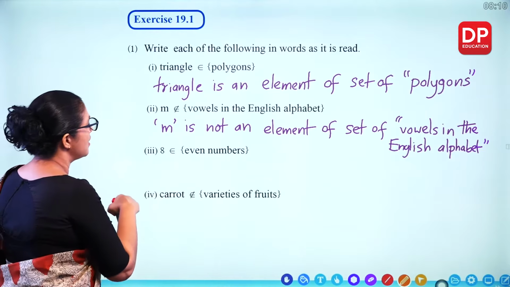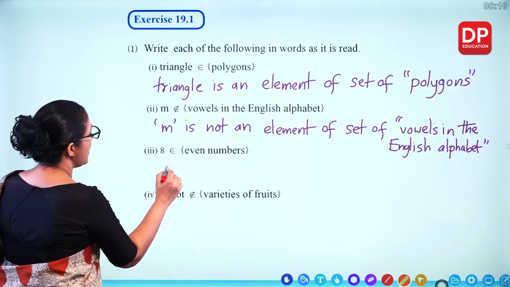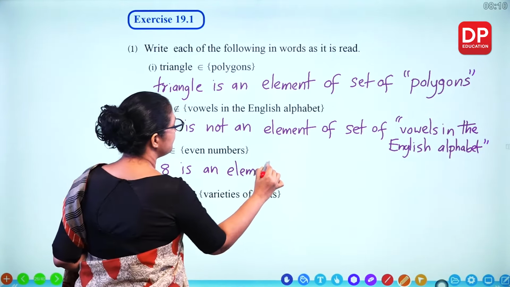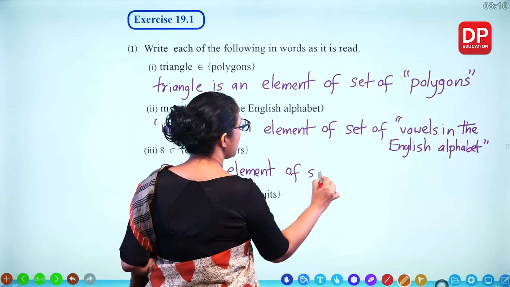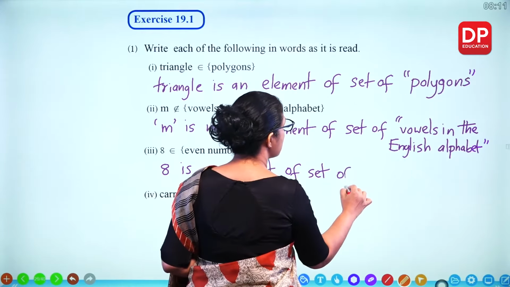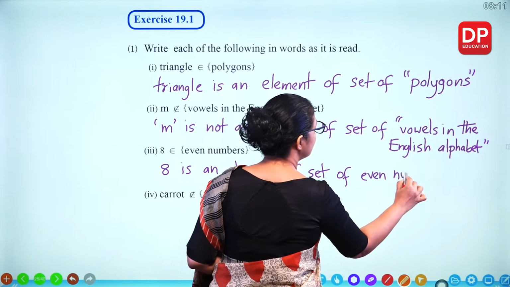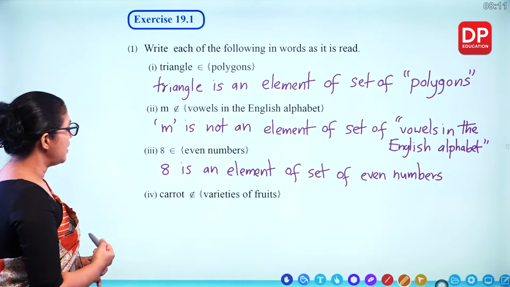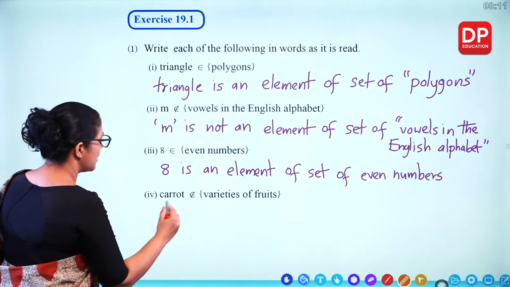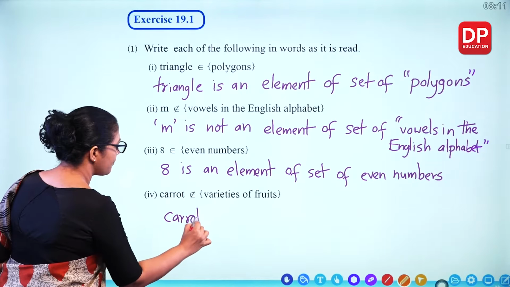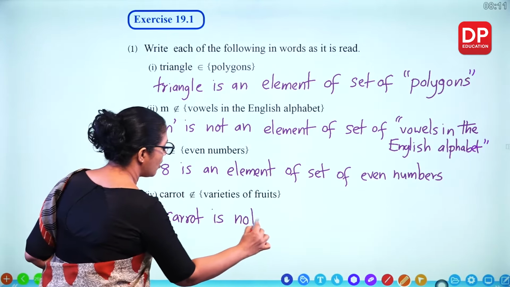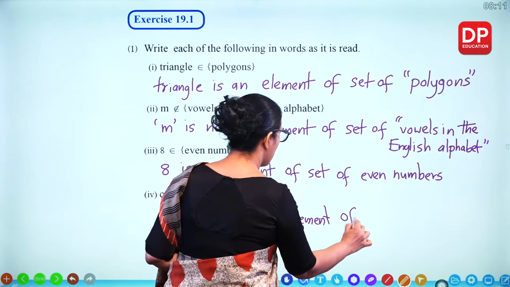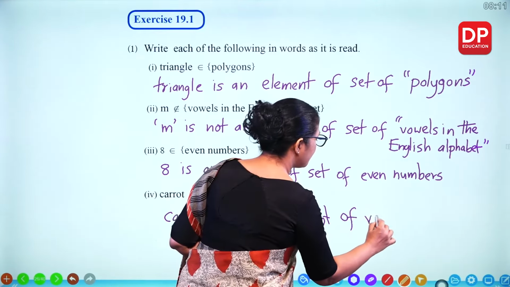Eight is an element in the set even numbers. So you can write 8 is an element of set of even numbers. Carrot is not an element in the varieties of fruits. So you can write carrot is not an element of varieties of fruits.